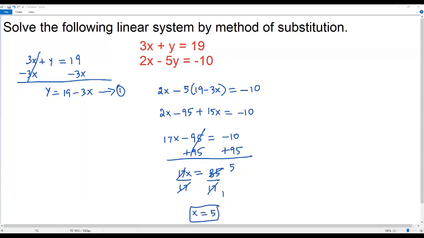I have solved for x. To solve for y, we have to substitute x = 5 into this equation over here. Because this equation is already solved for y in terms of x, what we need to do is substitute 5 for this x. So y = 19 - 15. When I subtract 15 from 19, I'll be getting 4. So I've solved for y. x = 5 and y = 4.